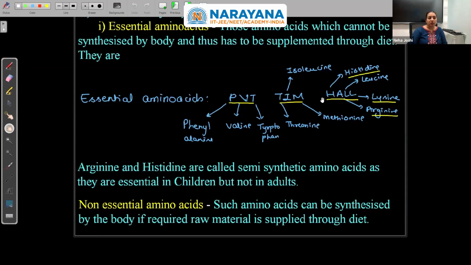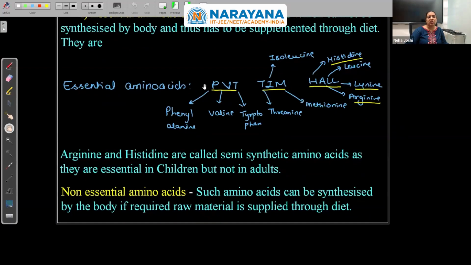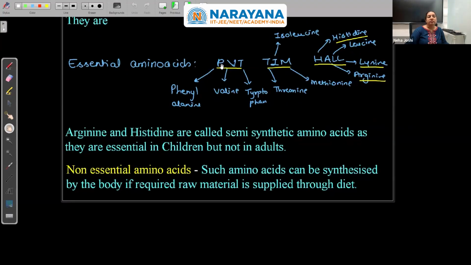Again, I am giving you a shorthand. Private Tim Hall. Okay, Private Tim Hall. Now, Private Tim Hall, again, you will have a problem: which one is which? But still, now you can remember how many of them are essential amino acids. 1, 2, 3, 4, 5, 6, 7, 8, 9, 10. 10 are essential amino acids.